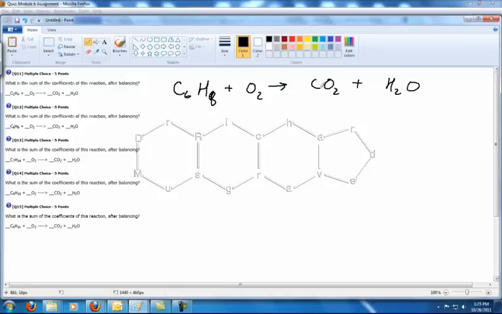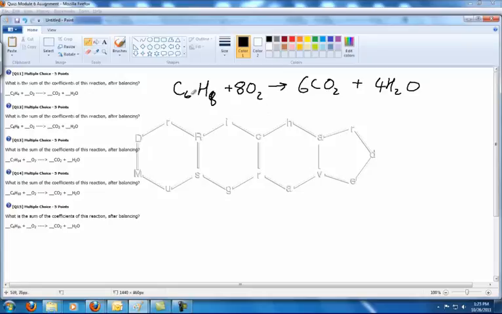Let's see, we've got 6 carbons here. I'll put a 6 in front of this one. I've got 8 hydrogens here, so I'll put a 4 in front of here. Now we've got 8 on this side. Now let's look at the oxygens. We've got 6 times 2 is 12, plus 4 times 1 is 4, so that would be a total of 16 oxygens on this side. Now I'll put an 8 in front of here and I'll be good. So that's a total of 16.